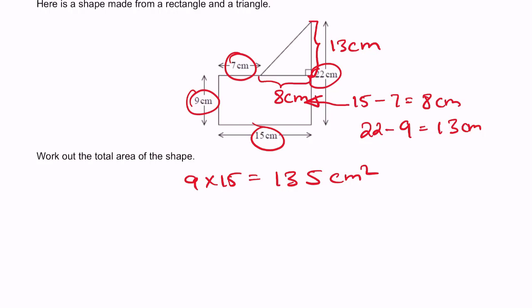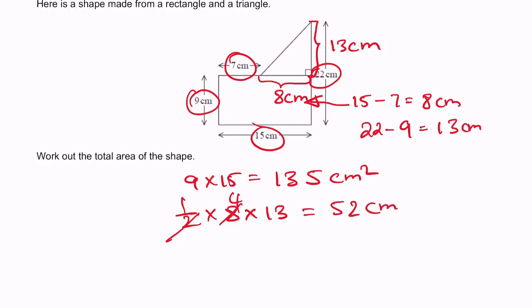Okay, so now let's go ahead and work out the area of the triangle. So it's half, times the base, times the height, and that gives us, I like simplifying first. 2 goes into 8 4 times, and 4 times 13 is 52.